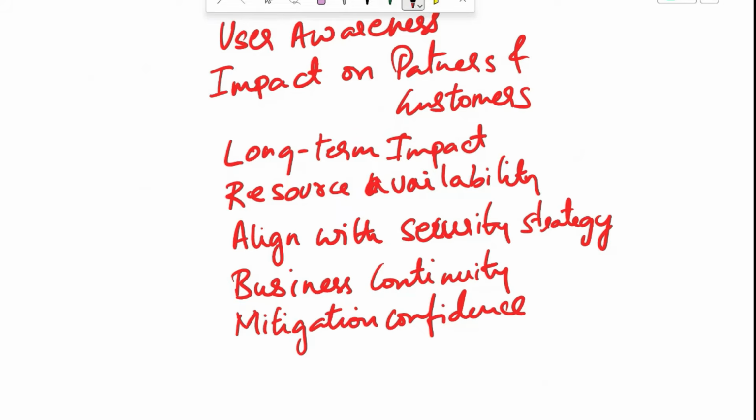So remember that vulnerability prioritization is not a one size fits all approach. Organizations should tailor their prioritization strategy to their specific business context, risk tolerance, and available resources. Regular reassessment and flexibility are key to maintaining an effective vulnerability management program. Let's move on to the next question.